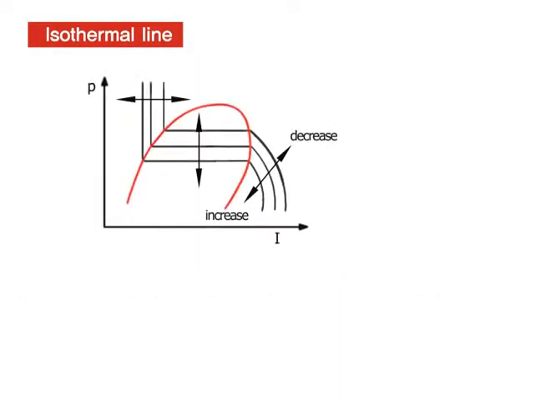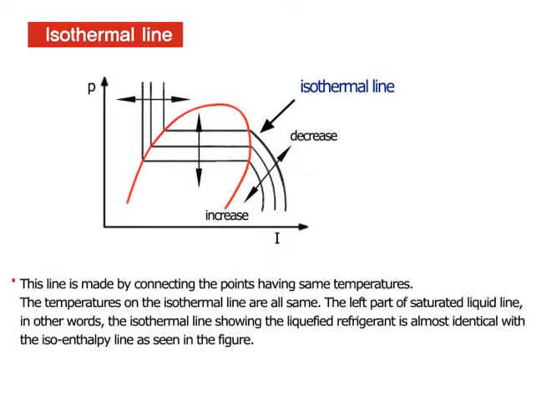Now I will explain about the isothermal line. This line is made by connecting the points having the same temperatures. The temperatures on the isothermal line are all the same. The left part of the saturated liquid line, in other words, the isothermal line showing the liquefied refrigerant, is almost identical with the isoenthalpy line as seen in the figure.